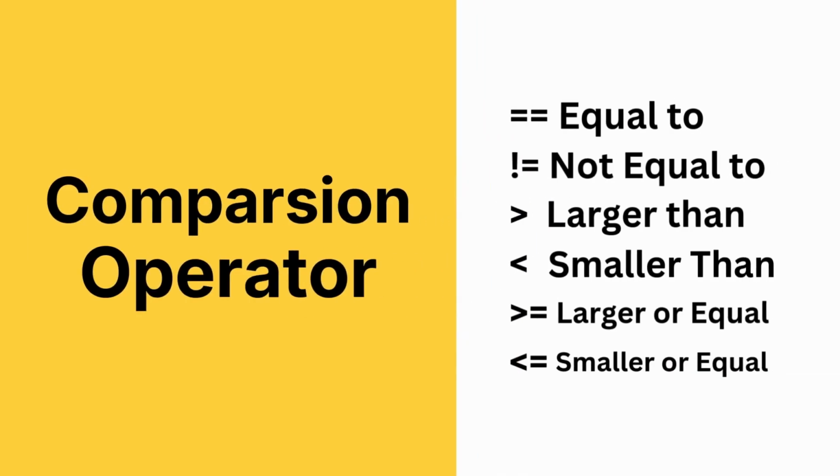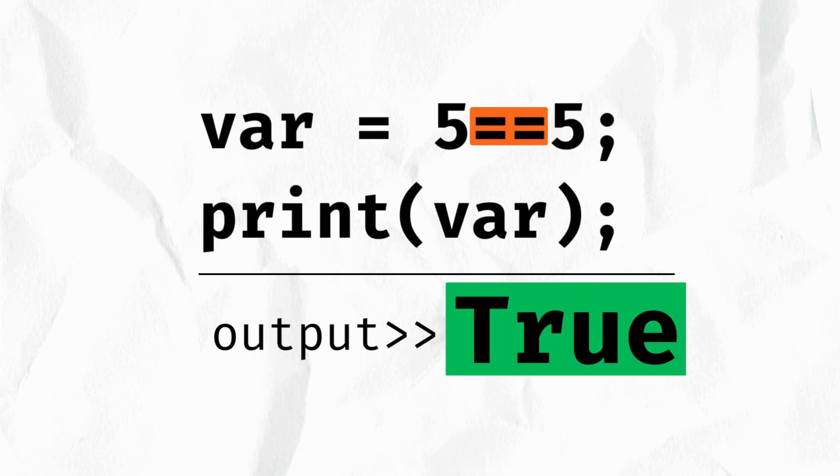Comparison operators. Comparison operators are for comparing two values and give back an answer that is either true or false. They help us decide if one number is bigger, smaller, or equal to another number. You use two equal signs for 5 equals 5, which is true. You use an exclamation and equal sign to check whether the left side and right side are different. In this case, it is true because 5 is not equal to 4.